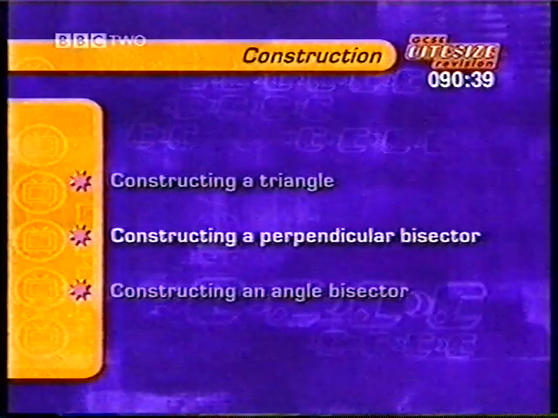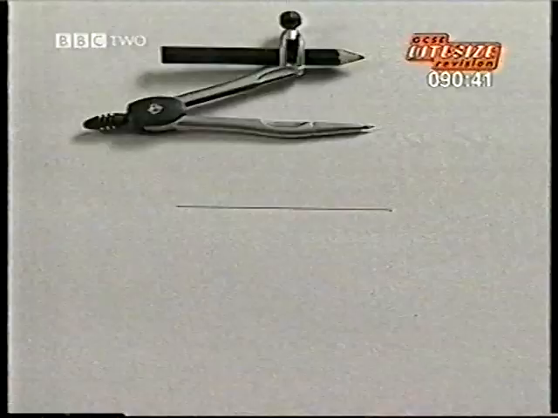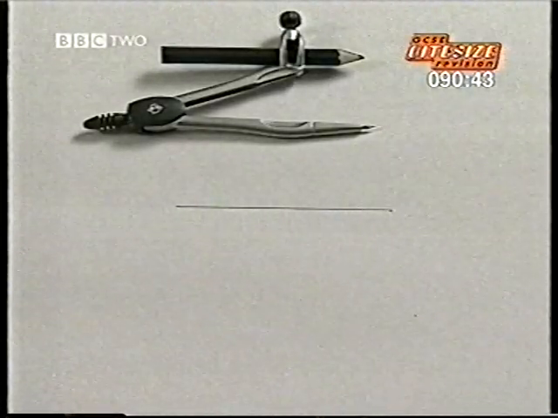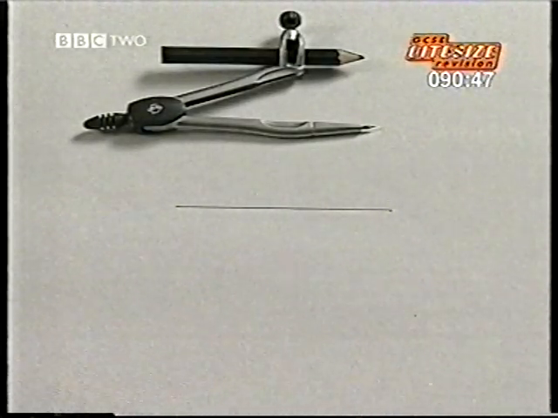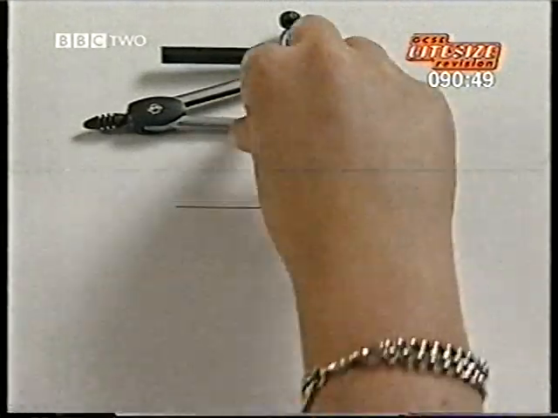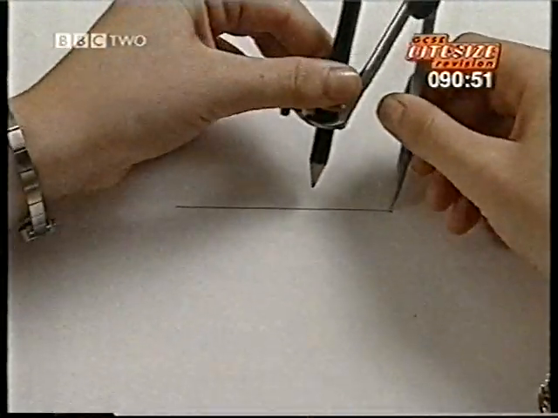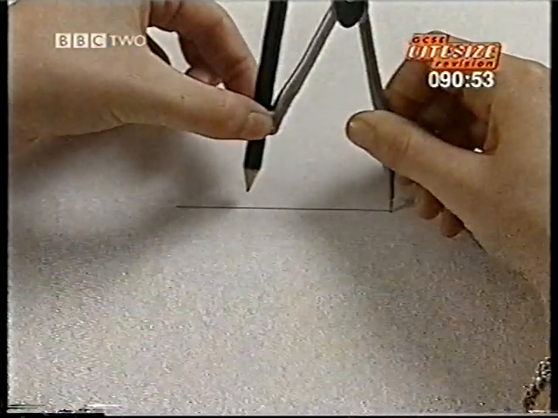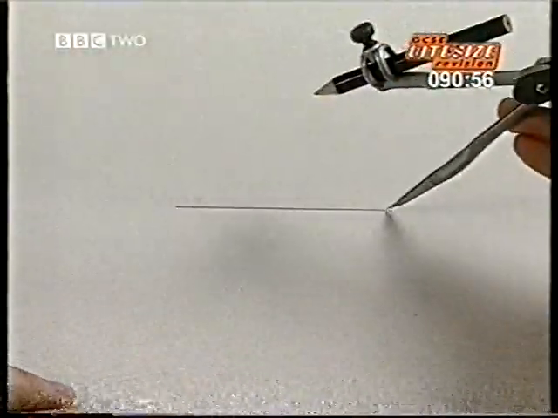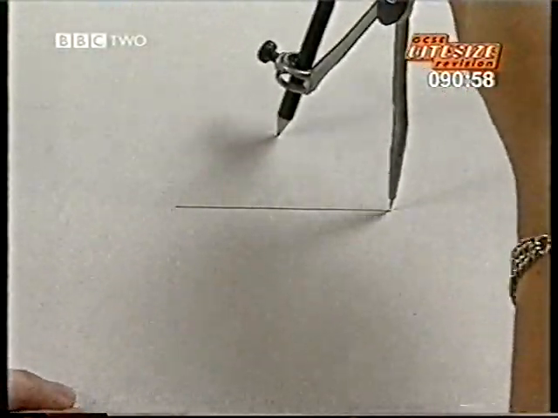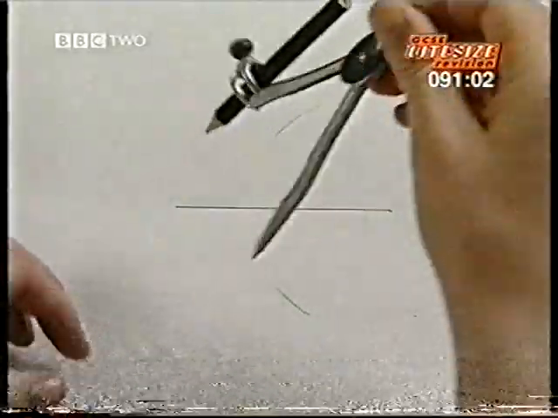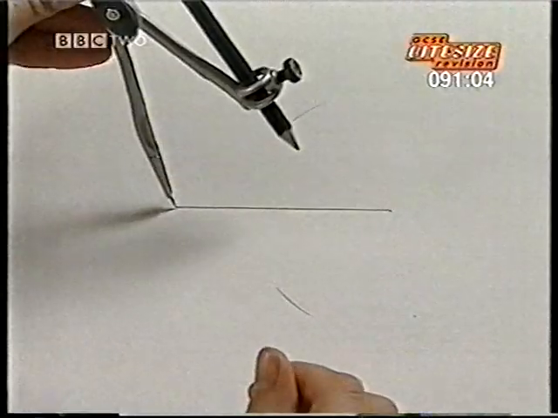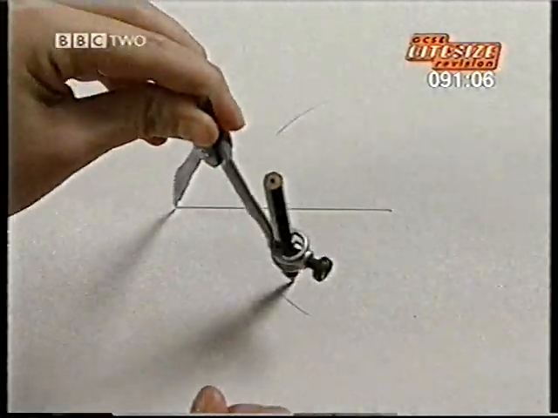Next, constructing a perpendicular bisector. We're going to draw the perpendicular bisector of this line, which will be halfway along and at right angles to it. First, set your compasses to a little more than half the length of the line. Put the point on one end of the line and draw 2 small arcs, one on each side of the line. Now put the point of your compasses into the other end of the line and draw 2 more arcs crossing the first ones.